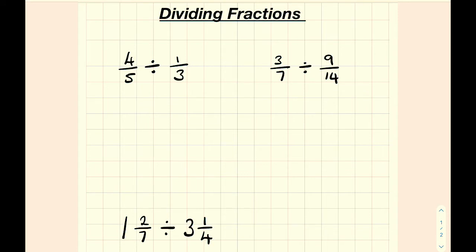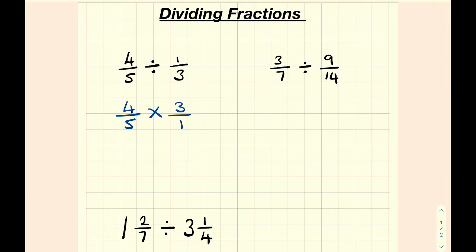So for the first one, we've got 4/5 divided by a third. So the first thing you need to do is copy out the first fraction, flip the second fraction over, so turn that upside down, and change the sign. So it becomes a multiplication. So you're multiplying it with the reciprocal of the second fraction.